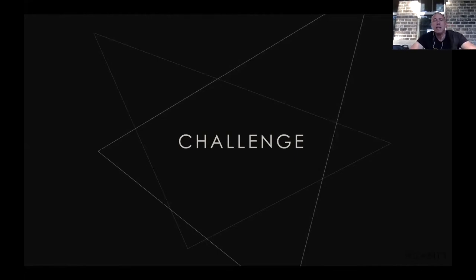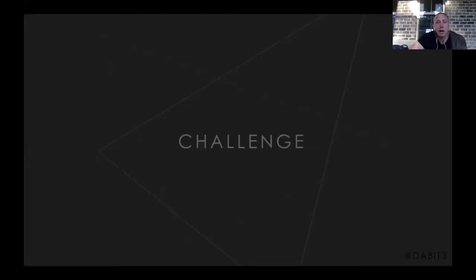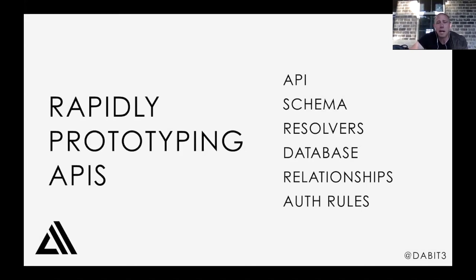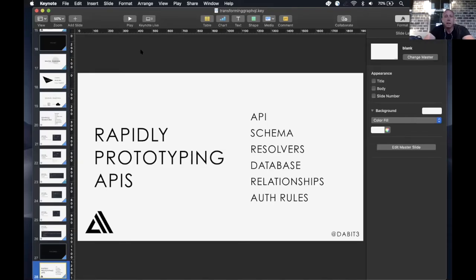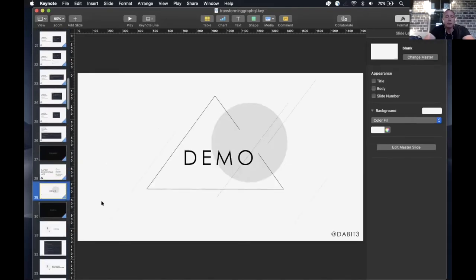So taking all that into consideration, I'm going to be doing a live demo here. What I'd like to do is show you how to rapidly prototype an API using the GraphQL Transform Library. What we want to build is an API. So we want to come up with our basic GraphQL API. We want to create a schema. We then want to generate all of those things that I talked about: the resolvers, the database, authorization rules, and also relationships. I didn't really talk about relationships, but let's say you wanted to create one-to-many, many-to-one, or many-to-many relationships between types. We have a directive that does that. It's called @connection, and I'll show you how that works. So with that being said, I'm going to jump over to the demo.